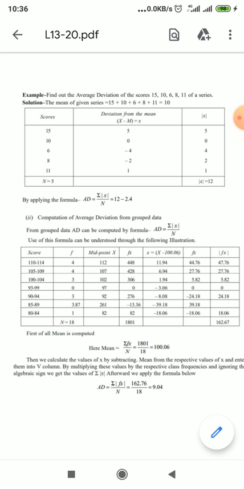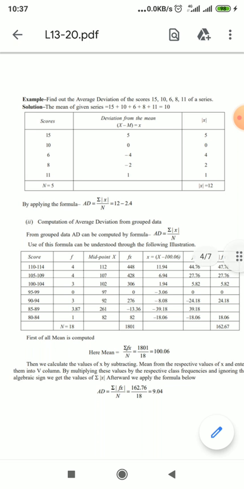Now applying the formula of average deviation. Average deviation is equal to summation of mod x by n. Here it is given that the value of sigma mod x is equal to 12 and the value of n is equal to 5. So 12 by 5 is equal to 2.4. So finally we got the value of average deviation is equal to 2.4 for this ungrouped data.